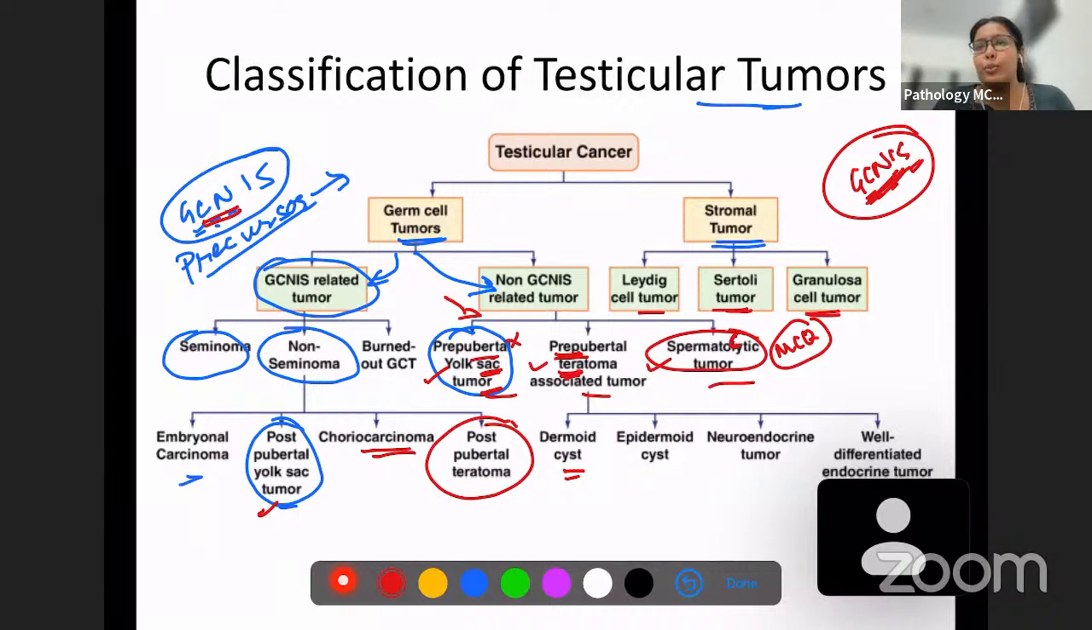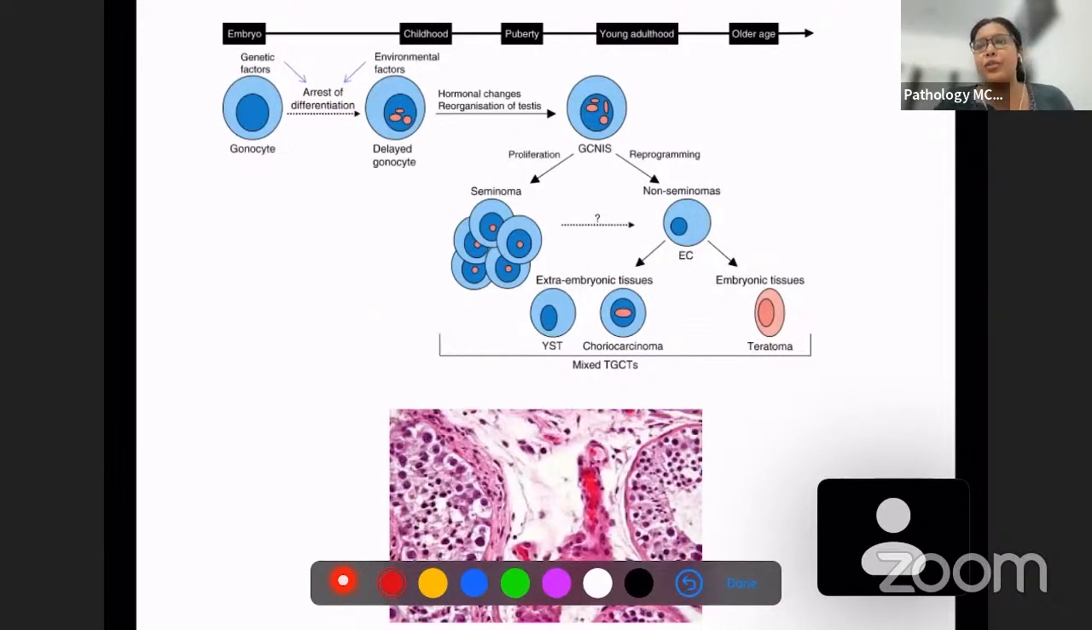Okay, so now let's move on. This we have already discussed. How does GCNIS develop? I told you we'll be discussing more about GCNIS, correct? So from the gonocyte, because of some environmental factors or even genetic factors, the gonocyte development is going to be delayed. Because of this delay and reorganization of the testis, there is going to be proliferation.